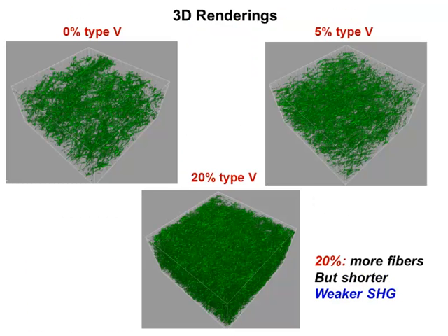So if you look at the 3D renderings, you see the same thing. These are the all type 1, 5% type 5, and 20% type 5. Again, the intensity is scaled here. So this looks more filled in, but the fibers are definitely shorter, and the SHG is a lot weaker.